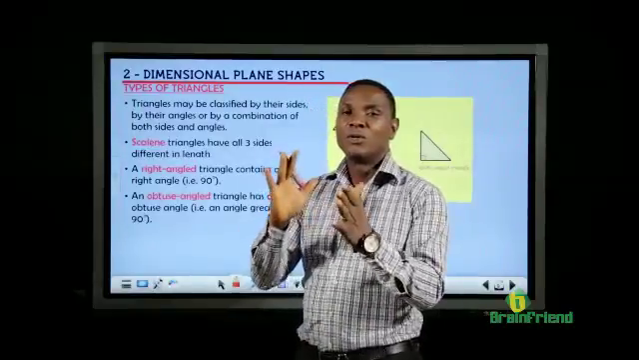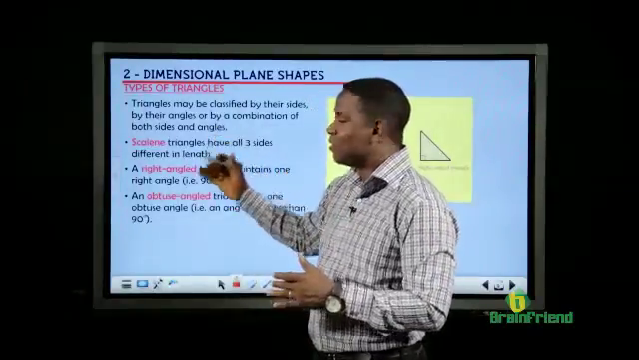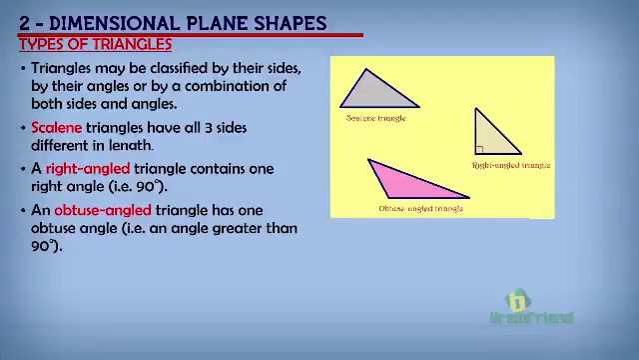A triangle can be classified in different ways. We have different kinds of triangles. For instance, we have what we call a scalene triangle. A scalene triangle has 3 sides, of course, that are all different in length. This is an example of what a scalene triangle is. It has 3 sides, like a normal triangle should have.